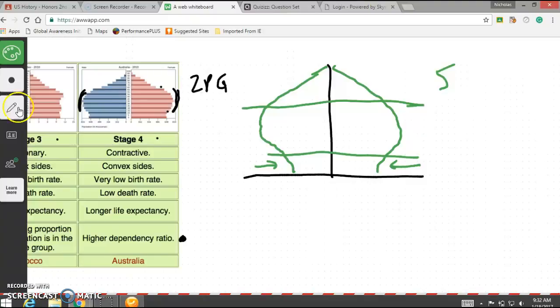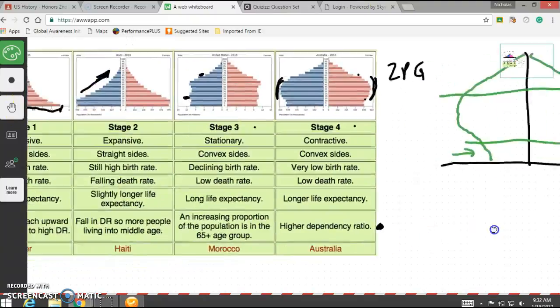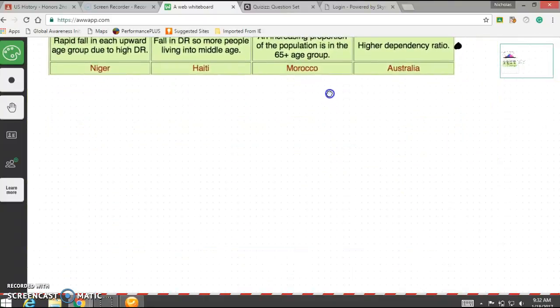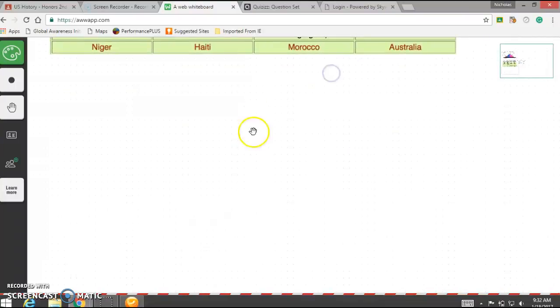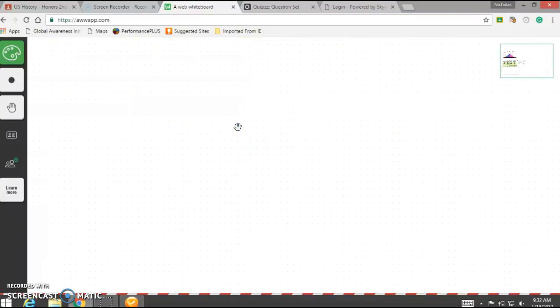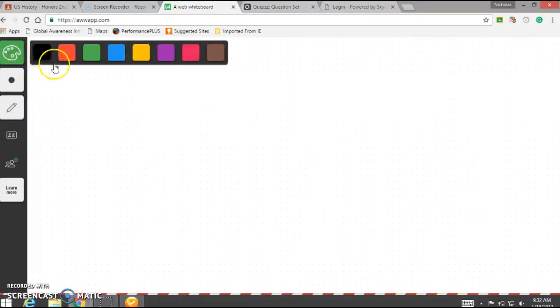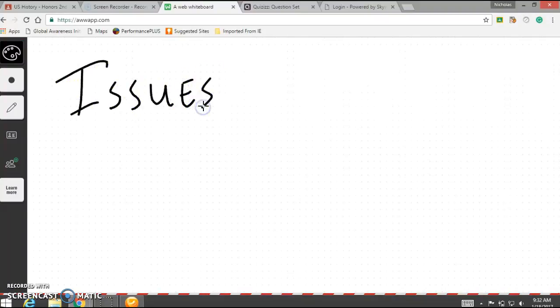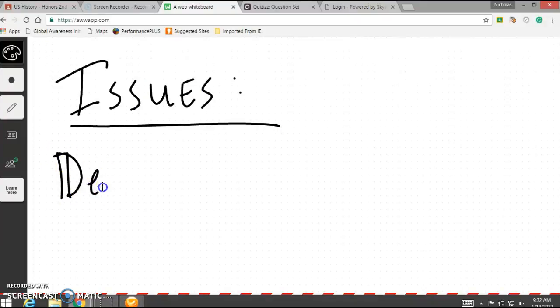Okay, so let's get back over here and talk a little bit about some of the problems or issues related to population statistics and population growth that countries can face. Okay, so a little bit on the issues. First of all, let's talk about that dependency ratio.